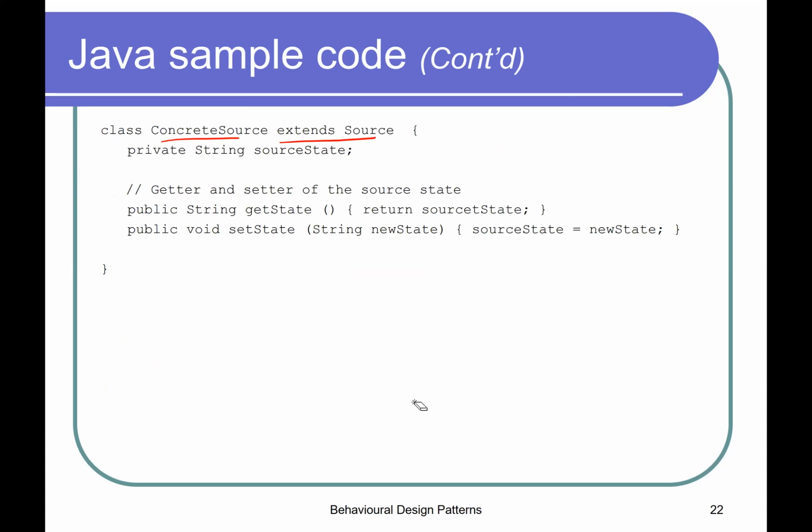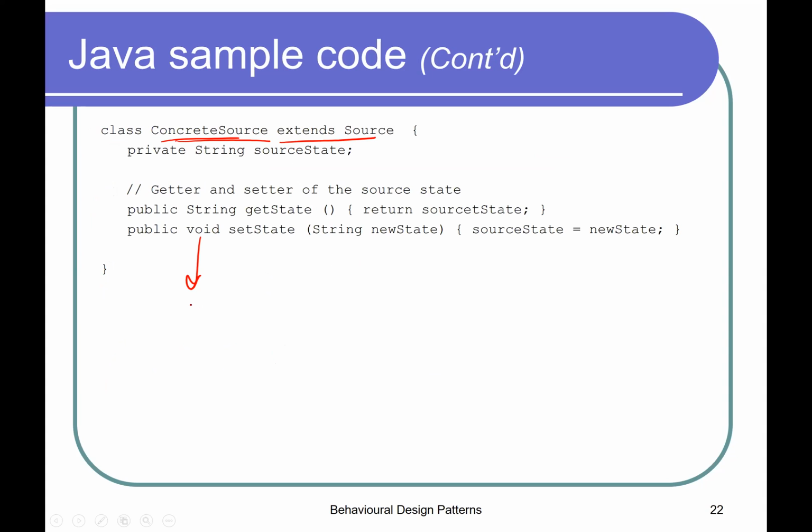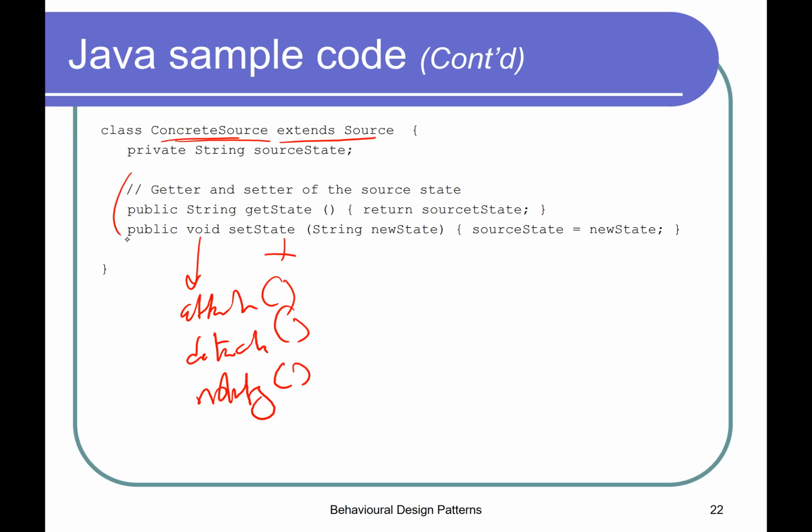So I don't have to have it as abstract to be implemented in a specific way by the child class. This concrete source actually inherits attach, detach, and notify as is, in addition, of course, to whatever it is that it wants to do.